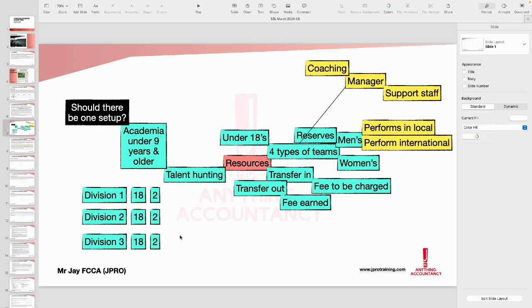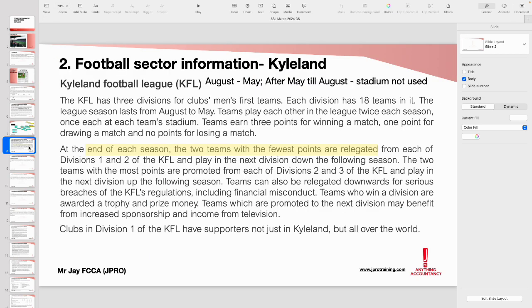And so you already know the number of games played in that May to August season. All right. So we know the number of games played, and remember, if you are the teams with the most points, you get promoted. The ones with the least points will get demoted.